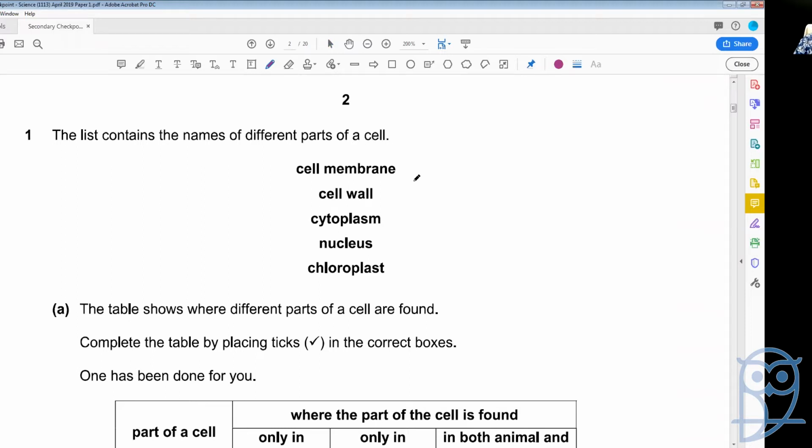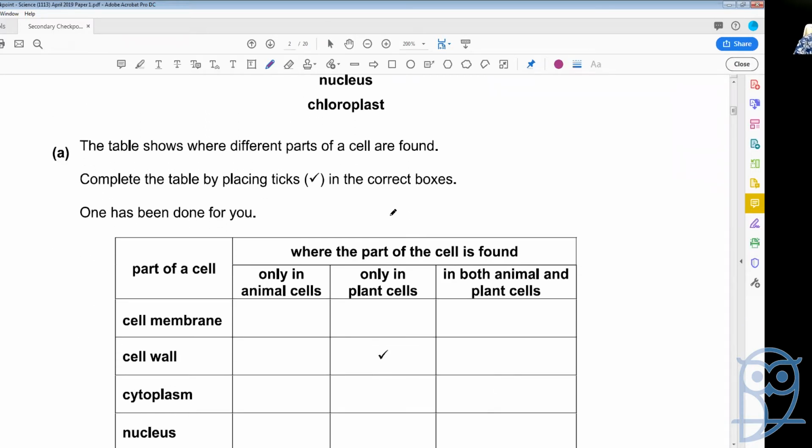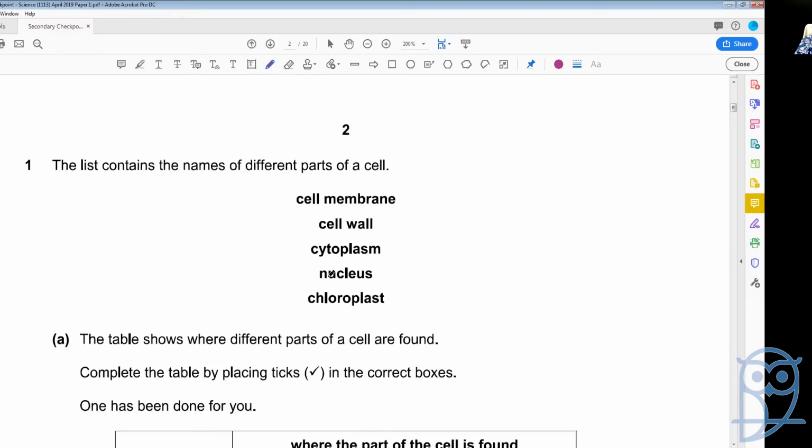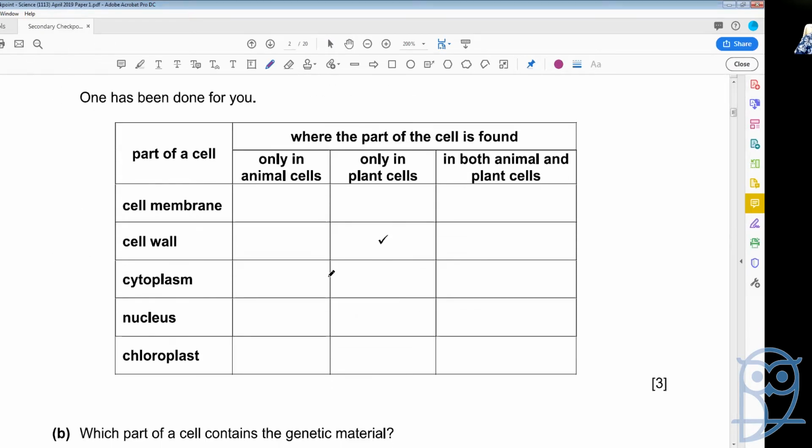It says the list contains the names of different parts of a cell. We've got the cell membrane and the cell wall, cytoplasm, nucleus, and chloroplast. So this table shows where different parts of the cell are found. Complete the table by placing ticks in the correct boxes. So we are supposed to take these and say whether they're only in animal cells, only in plant cells, or in both animal and plant cells. So the cell wall has been done for us.